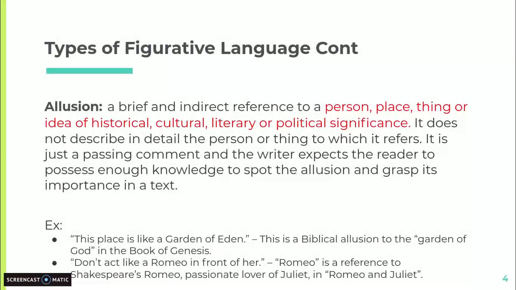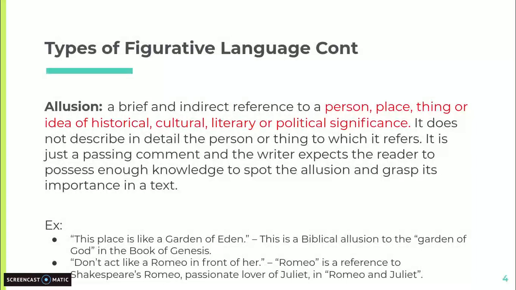First one, not super duper new, is allusion. You are a little bit familiar with allusion. We've talked about this a lot, and I'm sure you've talked about this in other classes. It is a brief and indirect reference to a specific person, place, thing, or idea of historical, cultural, literary, or political significance. It's a reference to a specific thing that has existed either in the real world or in literature. It does not describe in detail the person to which it refers.